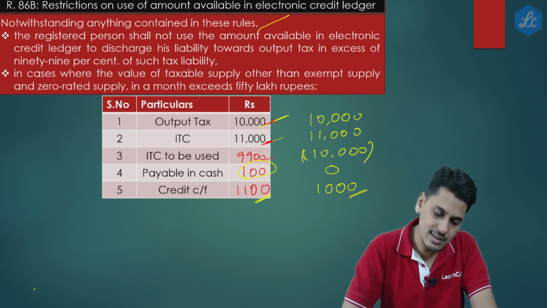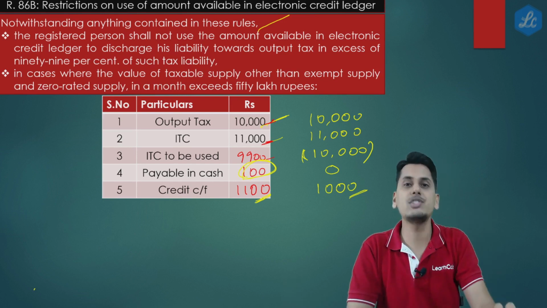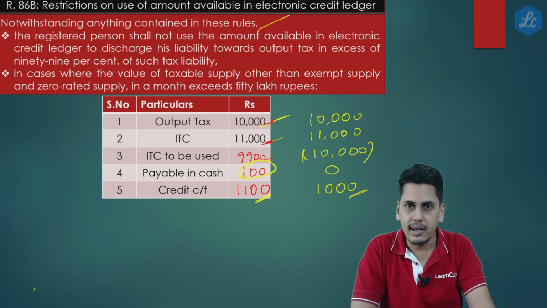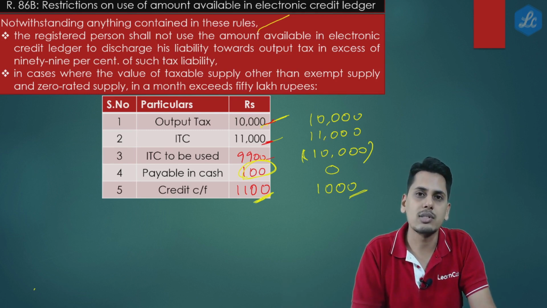So therefore, this amount which you have paid from your electronic cash ledger, 100, to that extent you have not utilized your electronic credit ledger. So therefore, your electronic credit ledger balance would become 1100.